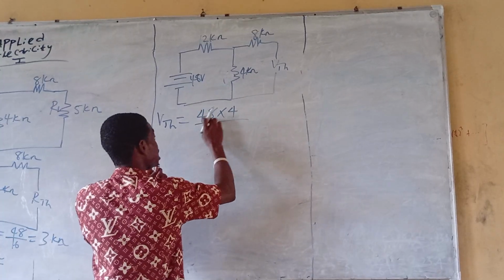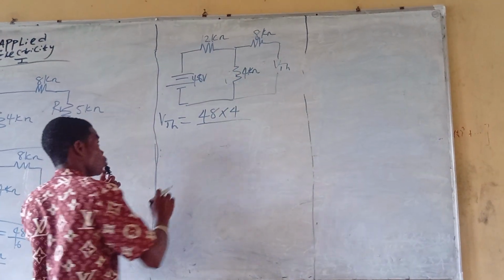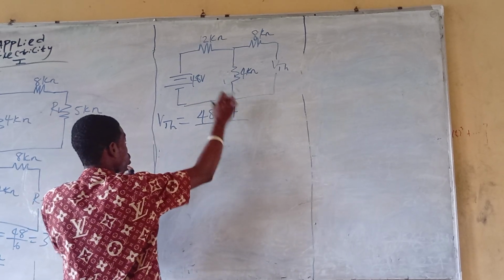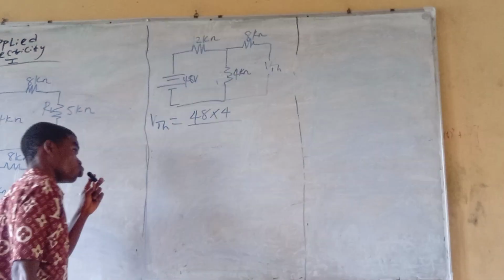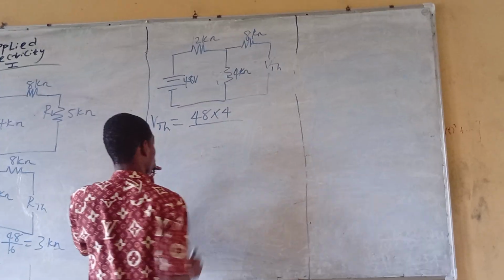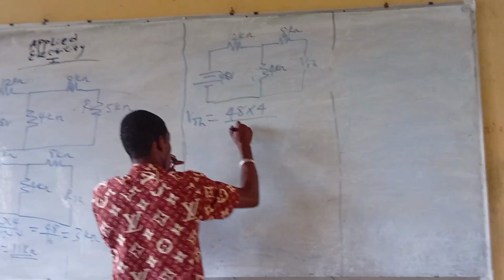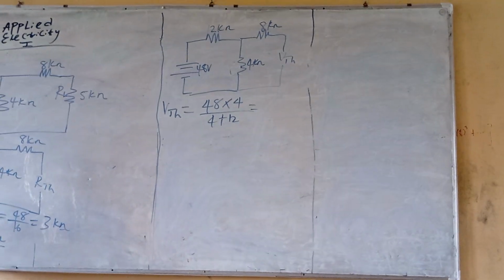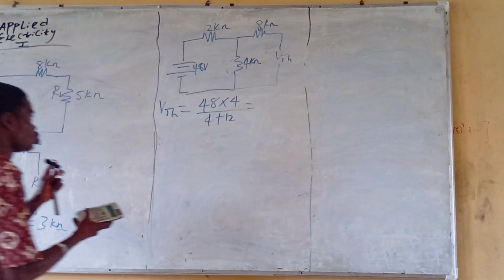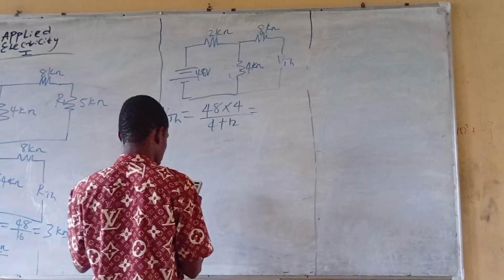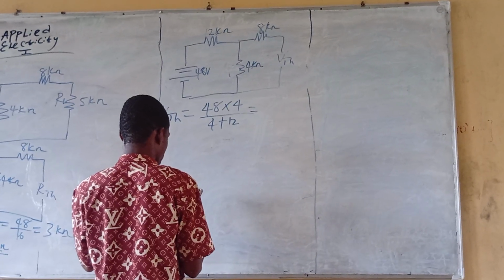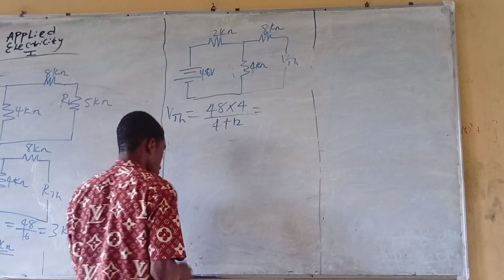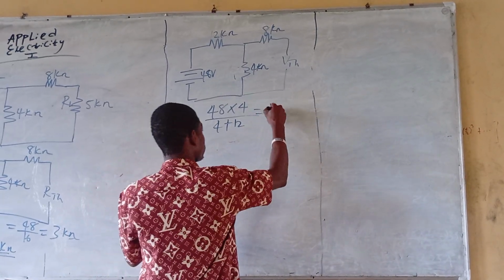You cannot say 48 times 12. Okay, it won't work that way. We are looking for the Thevenin's voltage. If you go and do here times 12, that means you are looking for the voltage flowing through here. So this is going to give you 48 times 4 divided by 4 plus 12. So this is 12. So the Thevenin's voltage is just 12 volts.